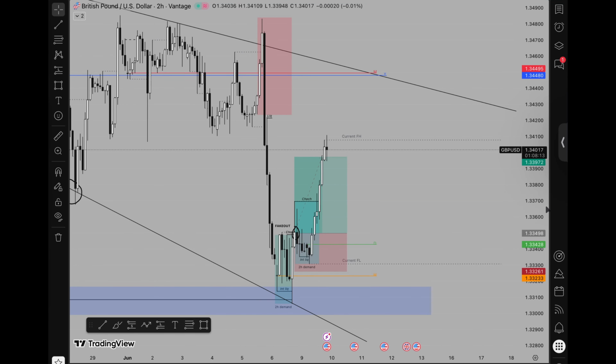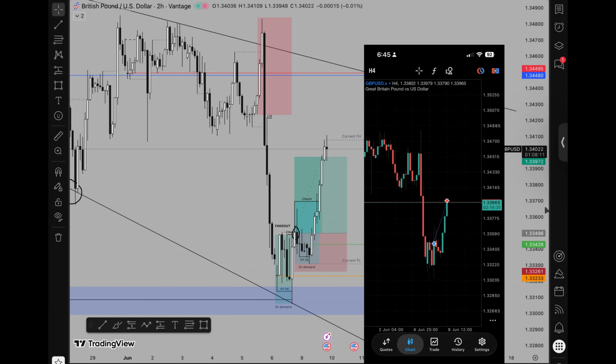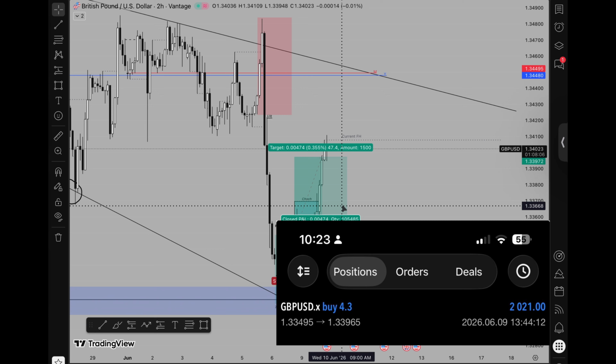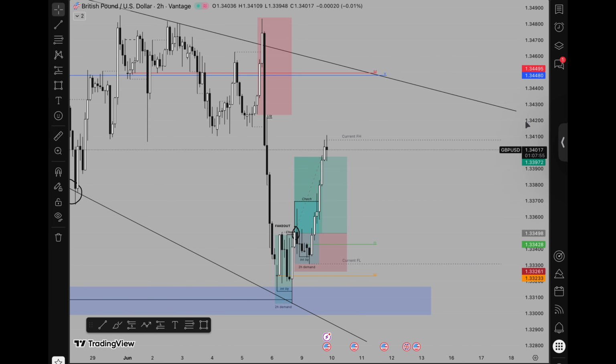Okay, so we're going to look at our trade today in GBPUSD, GU, which gave us a 2R for another $2,000 profit. And so we're going to look at all the things that we were considering and all the things that we were looking at, why we got into this trade.